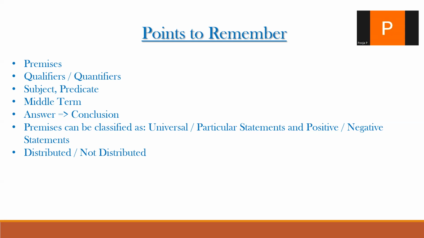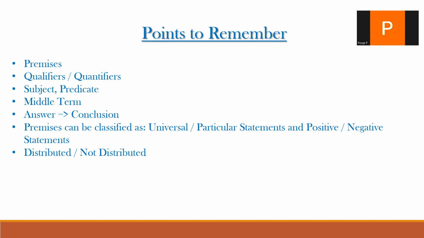So, is this clear with everyone? Tell me, last one, distributed and non-distributed. Can you repeat it again, ma'am? We will be deciding if the subject or the given predicate in the premise is distributed or not based on the type of premise it is. Whether it is a universal or particular statement, and even if it is universal or particular, is it a positive or negative statement? All these four parameters will be taken into consideration.